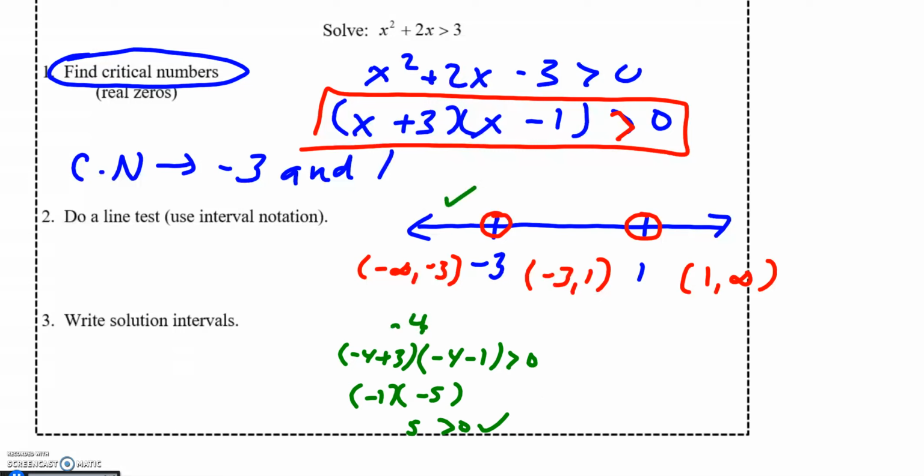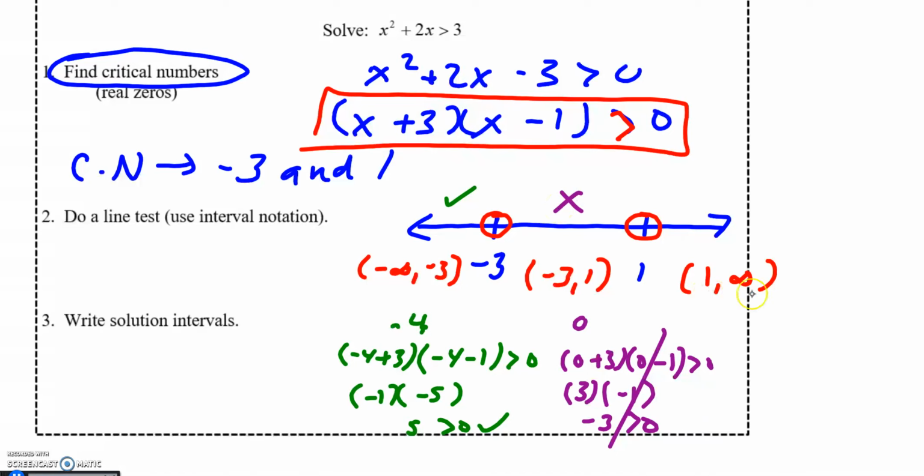If I wanted to test something between -3 and 1, a good number would be 0 itself. If I plugged 0 into this factored form, I would get 0 plus 3 and 0 minus 1. How does that relate to this 0 here? So I would get 3 times -1. So I get the answer of -3 is greater than 0. This is false, which means that this interval does not work.